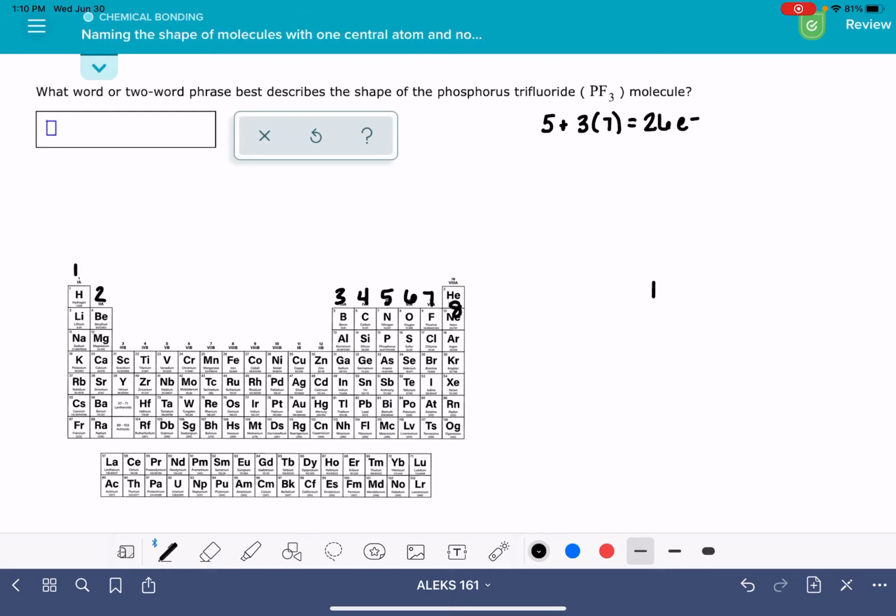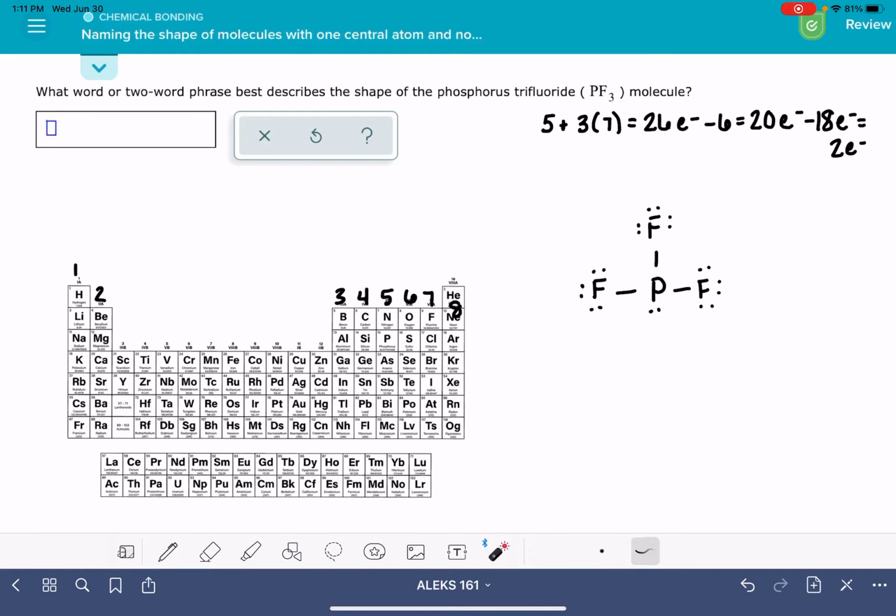We start by drawing the first atom in the formula in the center, and we connect the 3 outer atoms to the central phosphorus. That used a total of 6 electrons, leaves us with 20. We'll use those 20 electrons to satisfy the octet rule for the outer atoms. Satisfying the octet rule for the outer atoms used 18 electrons. That leaves us with 2 more, and those last 2 electrons are going to go on the central atom.